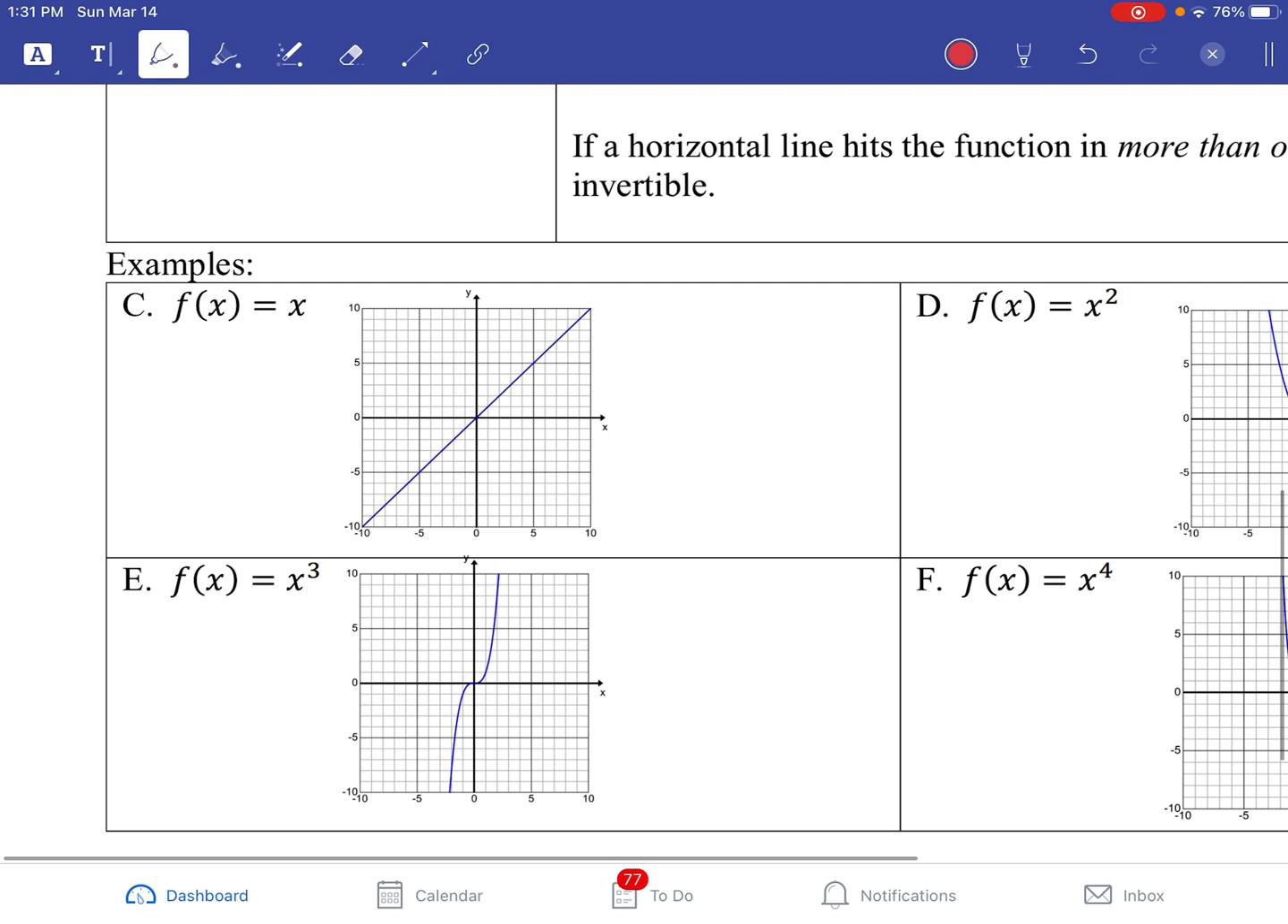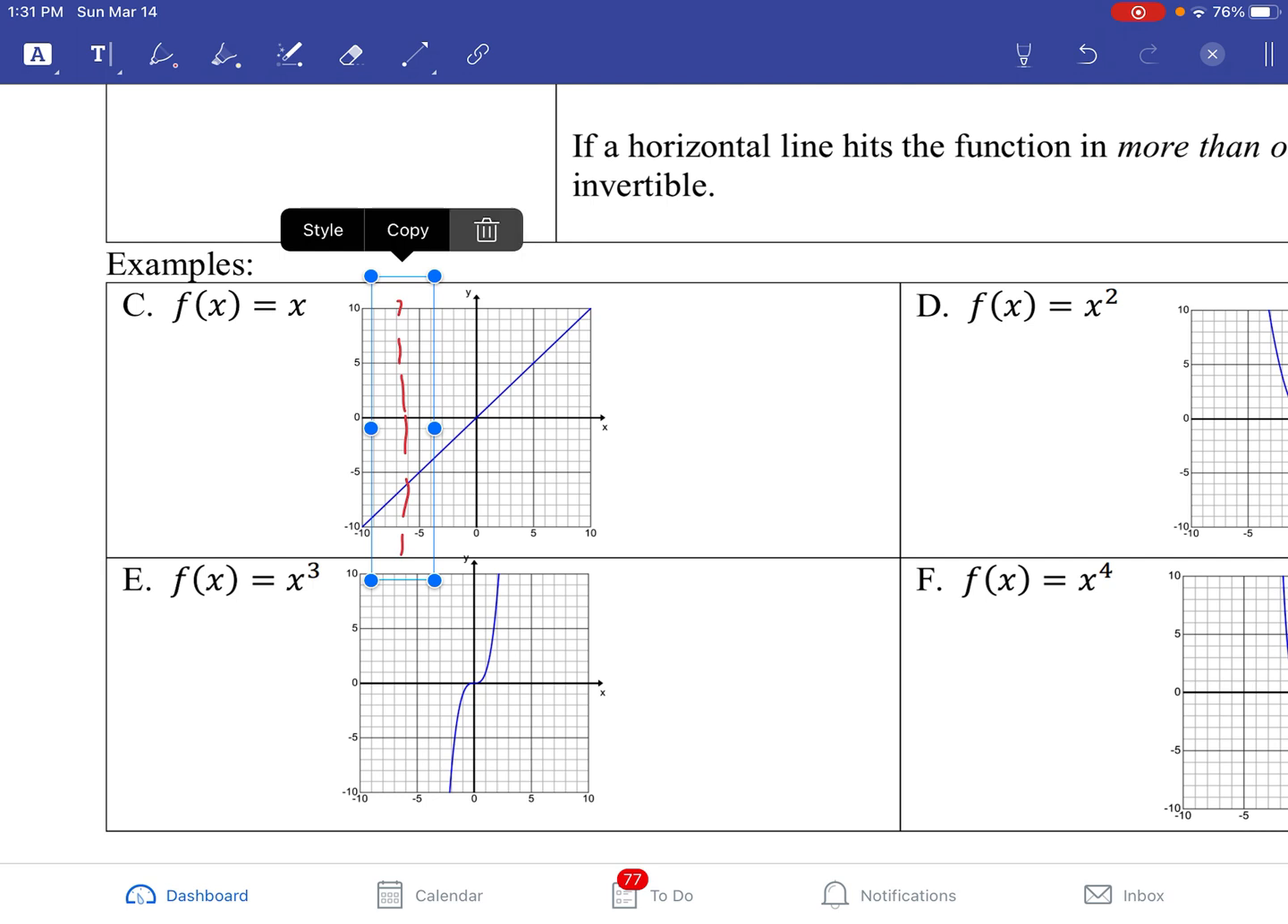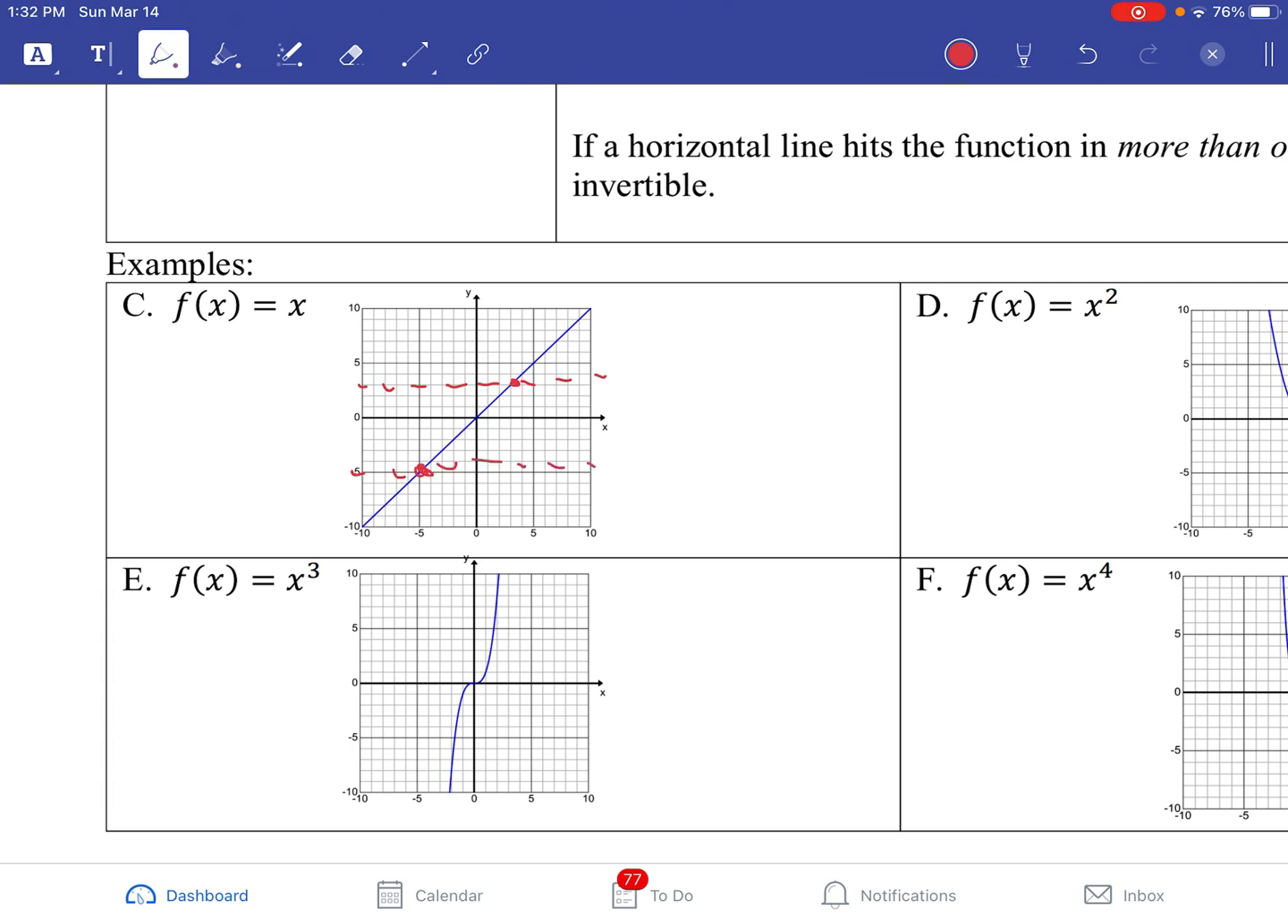So we have a function f of x equals x. All right, if we did the vertical line test, it passes, so that's good. Okay, but what we're going to do is check the horizontal line test. So a horizontal line goes across. At any point, it only hits one spot on the graph. So this is invertible.